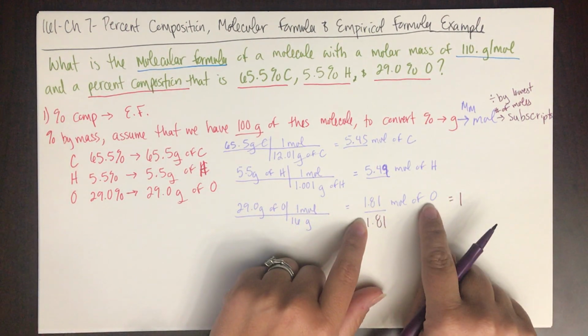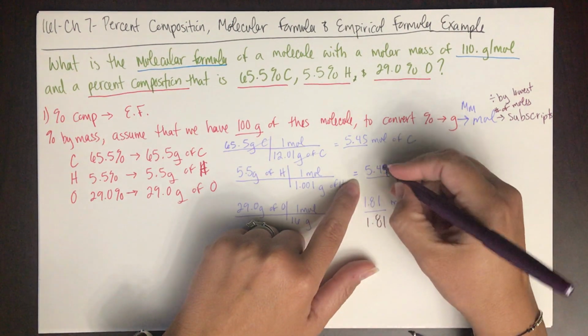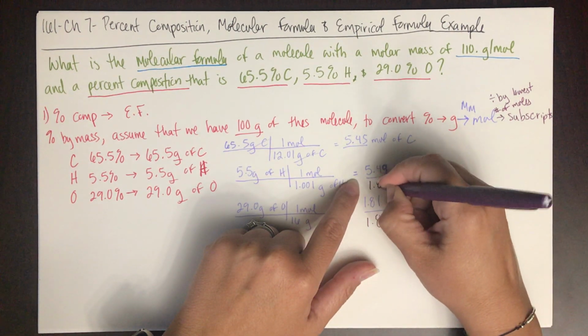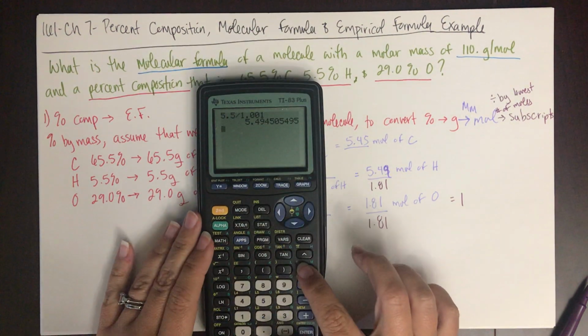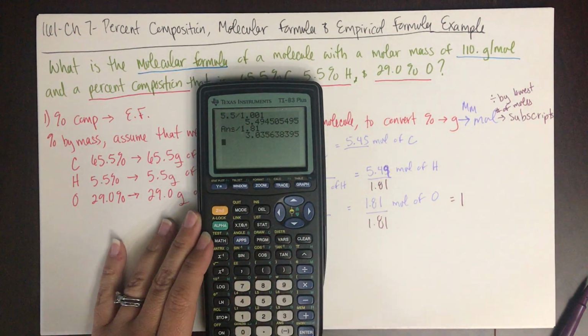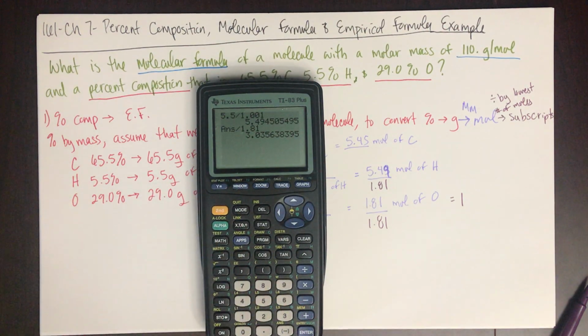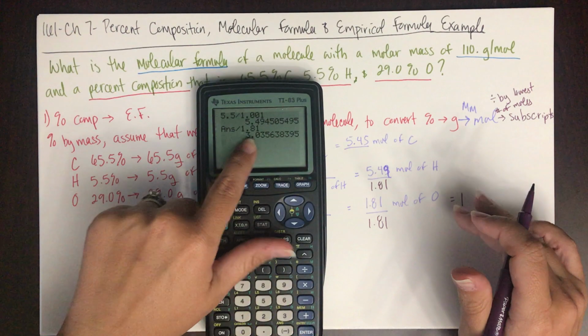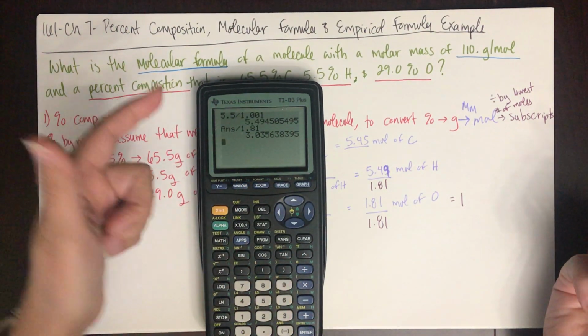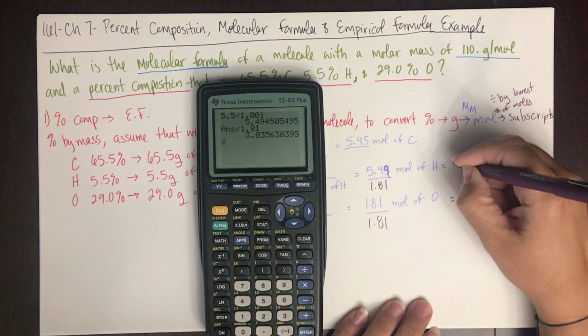So my subscript for oxygen is 1. I'm going to divide 5.49 by 1.81. Let's see what we get. 5.49 divided by 1.81 is 3.03. So this might not be a perfectly whole integer. You're going to round to the nearest integer. It's going to be 3.